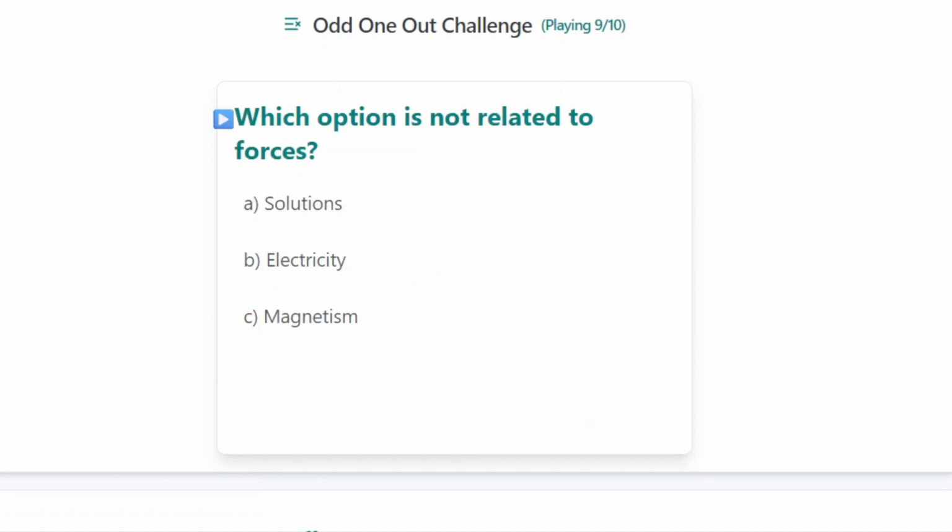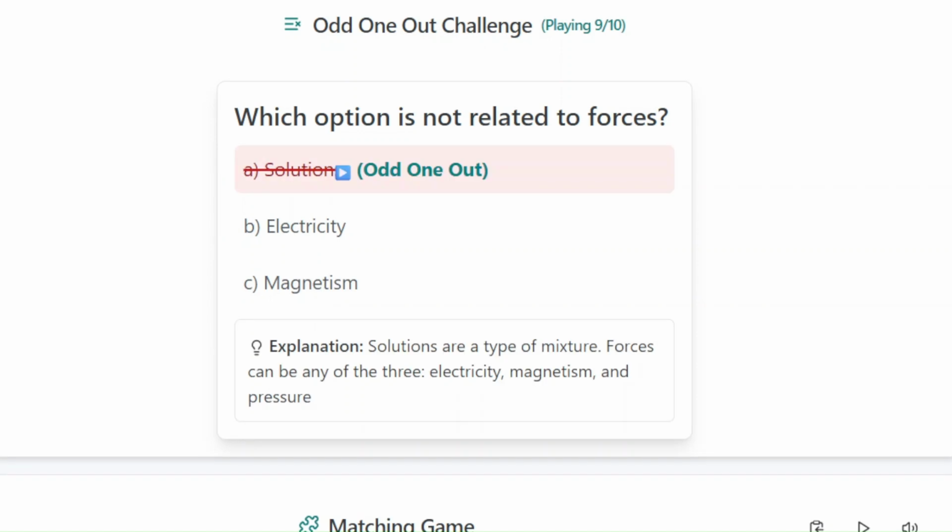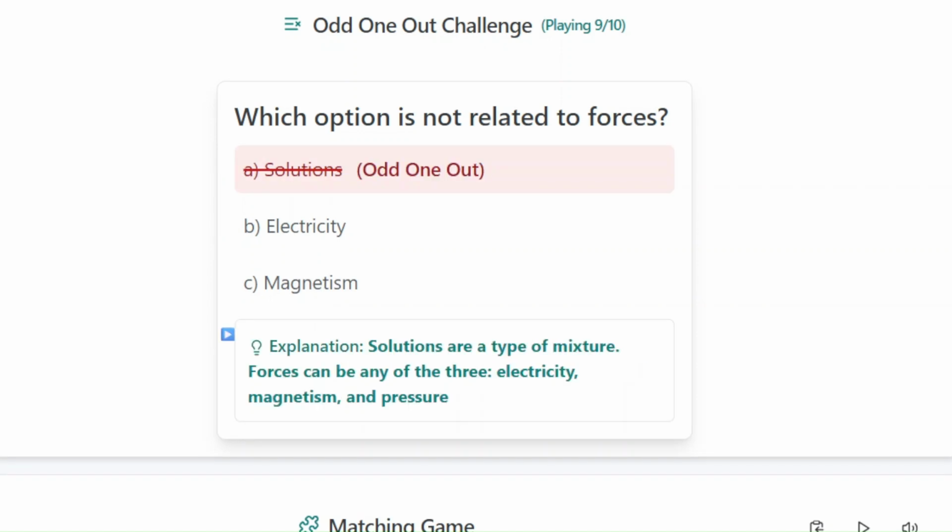Which option is not related to forces? Solutions. Electricity. Magnetism. The odd one out is solutions, because solutions are a type of mixture. Forces can be any of the three: electricity, magnetism, and pressure.